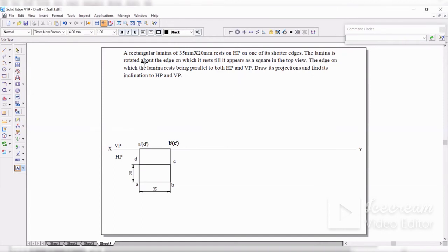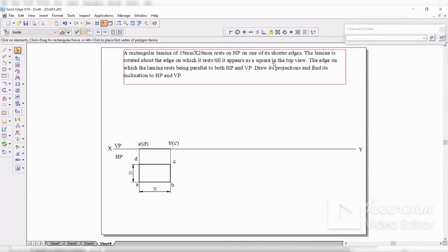The lamina is rotated about the edge on which it rests till it appears a square in the top view. So what is done is this rectangle is becoming a square. Where? In the top view. So this 20 by 35 becomes 20 by 20 because this is fixed. So this cannot shorten. Only the 35 length has to be shortened to make it a square. This rectangle becomes a square of 20 by 20.